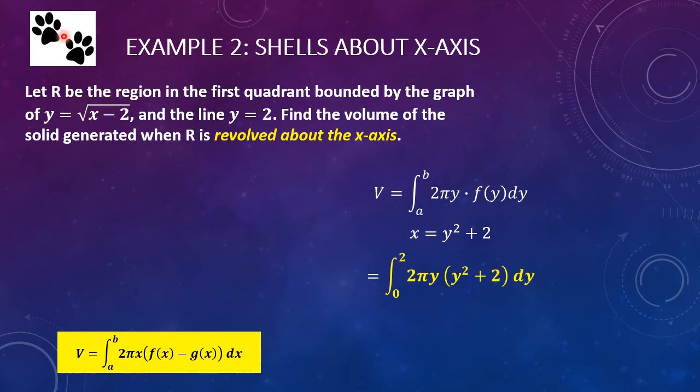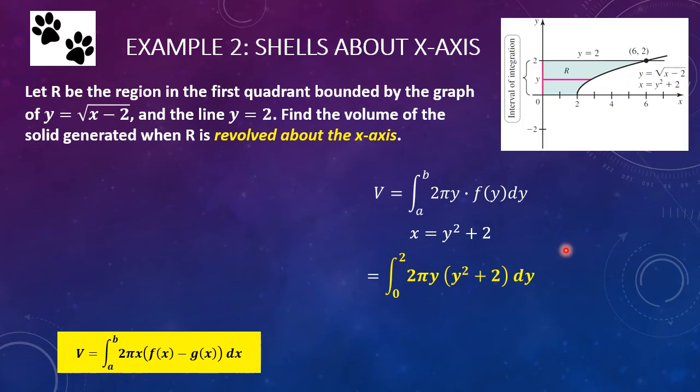This is actually quite a simple integral to solve. It's just a polynomial. If we move the constant 2 pi out in front and distribute the y factor, we get 2 pi times the integral from 0 to 2 of y cubed plus 2y dy. This is a simple power integral. It's not hard to solve, and the final answer is 16 pi.